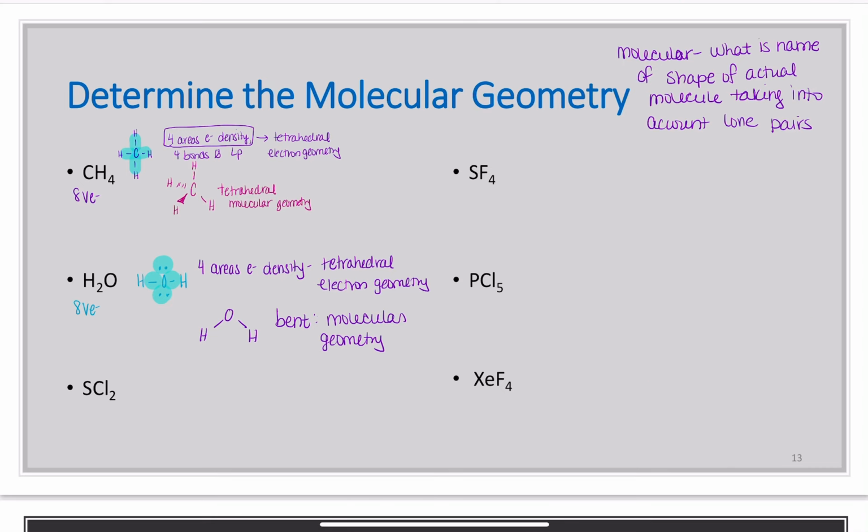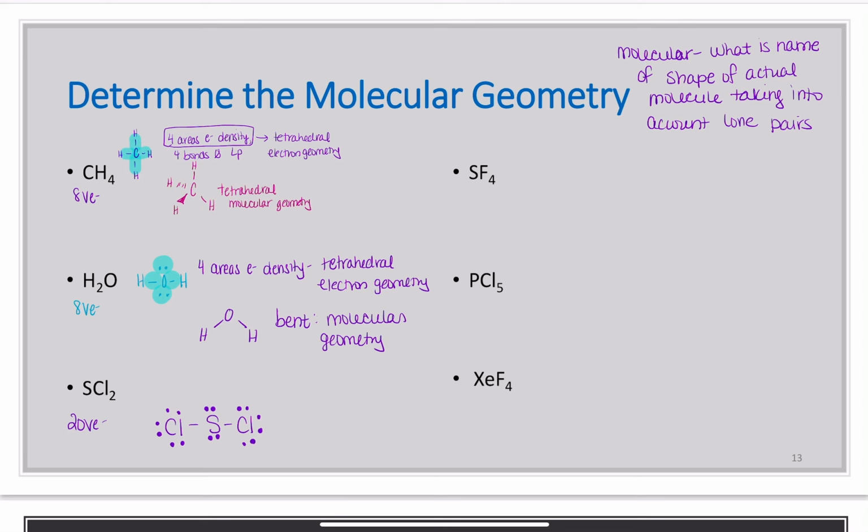But SCl2. So let's see. S is 6 valence electrons. Chlorine is 7. 2 chlorines, 14. We have 20 valence electrons. So S, Cl, Cl, 2, 4, 6, 8, 10, 12, 14, 16, 18, and 20. Normally I don't write them all out, but I don't have notes in front of me, so it's easier to make sure I'm using up all my electrons if I actually write it out.